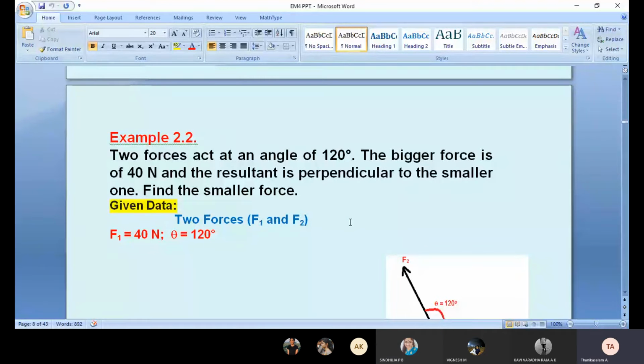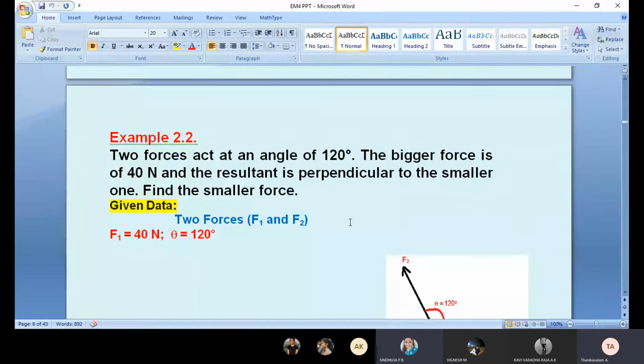Okay, sir. Two forces act at an angle of 120 degrees. The bigger force of, so shall I read? Yeah, you can read. Okay, sir. The bigger force is of 40 Newton and the resultant is perpendicular to the smaller one. Find the smaller one.